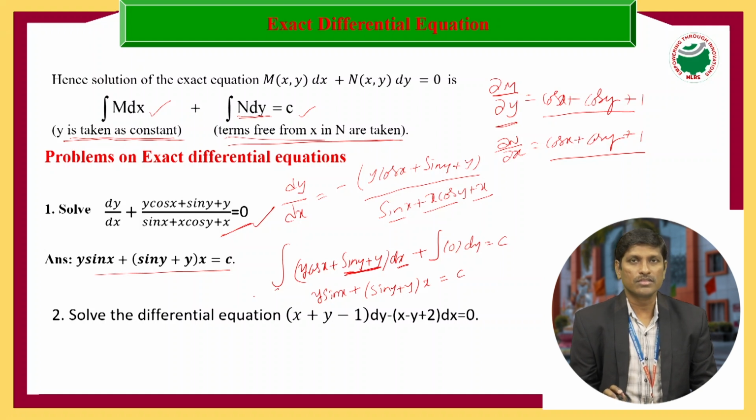These are the only steps we need to follow for solving exact differential equations. If it is exact, then obviously you need to find the solution. Don't forget to write the arbitrary constant. Why? Because if you don't write the arbitrary constant, it does not come under the general solution. If you say general solution, it should have an arbitrary constant.